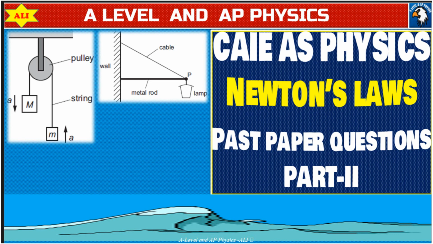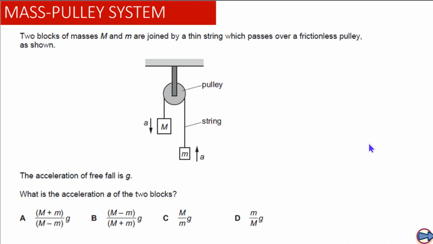In today's video, we will talk about Newton's laws. This is the second video on Newton's laws past paper questions from Cambridge AS Physics. This question is about a mass-pulley system, and mass-pulley system questions are very common in A-Level physics and also in AP Physics. These questions are simply based on Newton's laws, especially on Newton's second law.